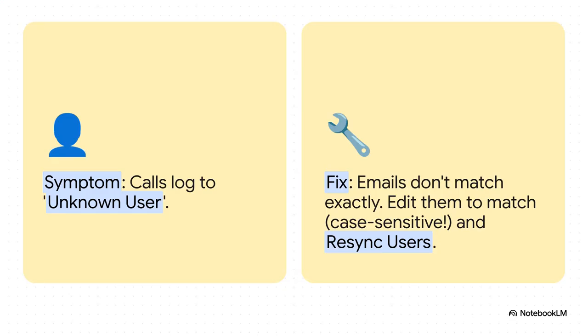First, if you start seeing calls logged under an unknown user, 9 times out of 10, the culprit is that case-sensitive email we talked about. Just go make sure the agent's email is identical in both Zoho and MyOperator, then hit Resync Users. The other thing you might see is no call pop-ups or logs at all. This usually just means you're short on phone bridge licenses in Zoho. A quick check to make sure all your active agents have a license will almost always solve it.